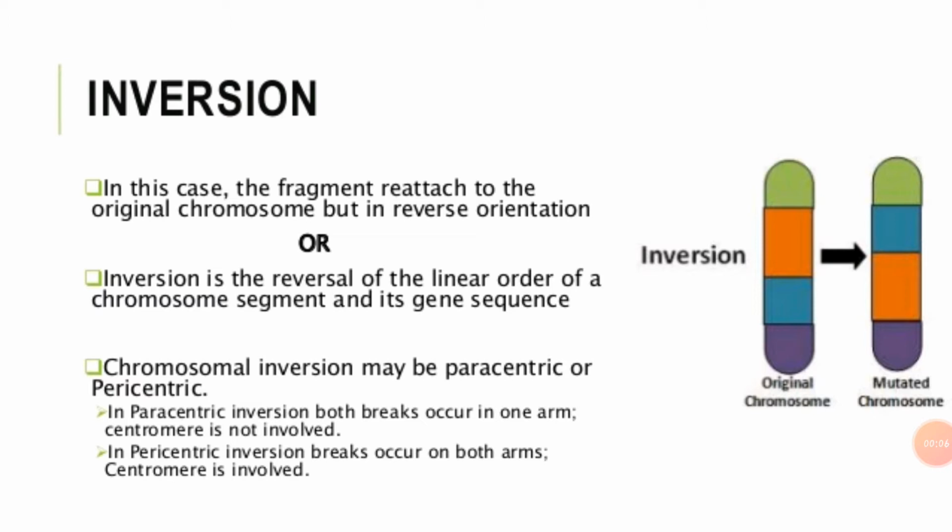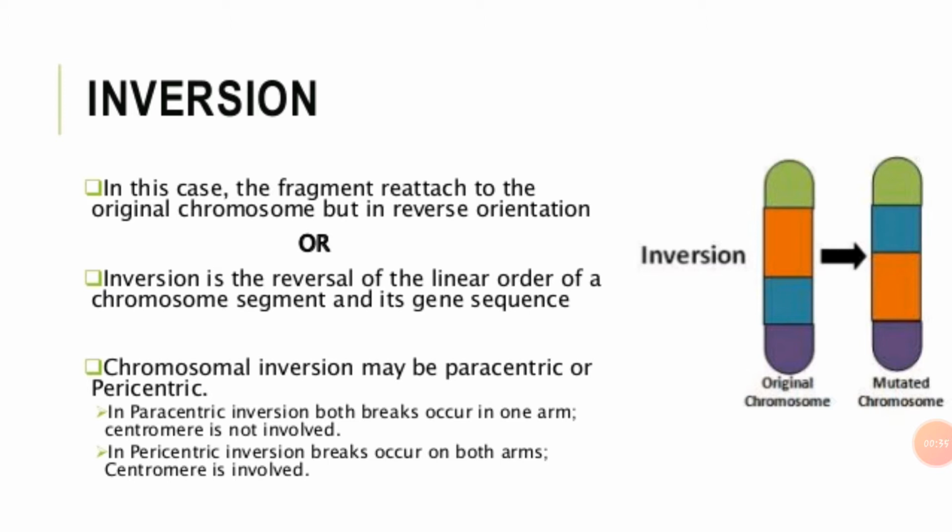In the previous lecture we studied duplication, which is one type of structural chromosomal aberration. Now we'll see the next type of structural chromosomal aberration, that is inversion. Here, when a segment of a chromosome is oriented in reverse direction, such a segment is said to be inverted and the phenomenon is called inversion.